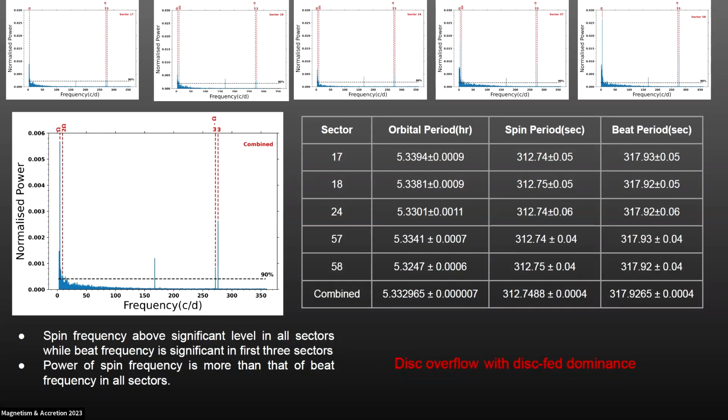And the results are fairly consistent in almost all the sectors. These obtained periods, that is orbital, spin and beat periods, are in agreement with the earlier obtained results. Now in the power spectra, as you can see, we have obtained the spin frequency and beat frequency in all the sectors. So we can say that this is a disk overflow system. But we may also note that the power of the spin frequency is more than that of the beat frequency in nearly all the sectors. So we can safely say that the accretion of this system is disk overflow with disk fed dominance.